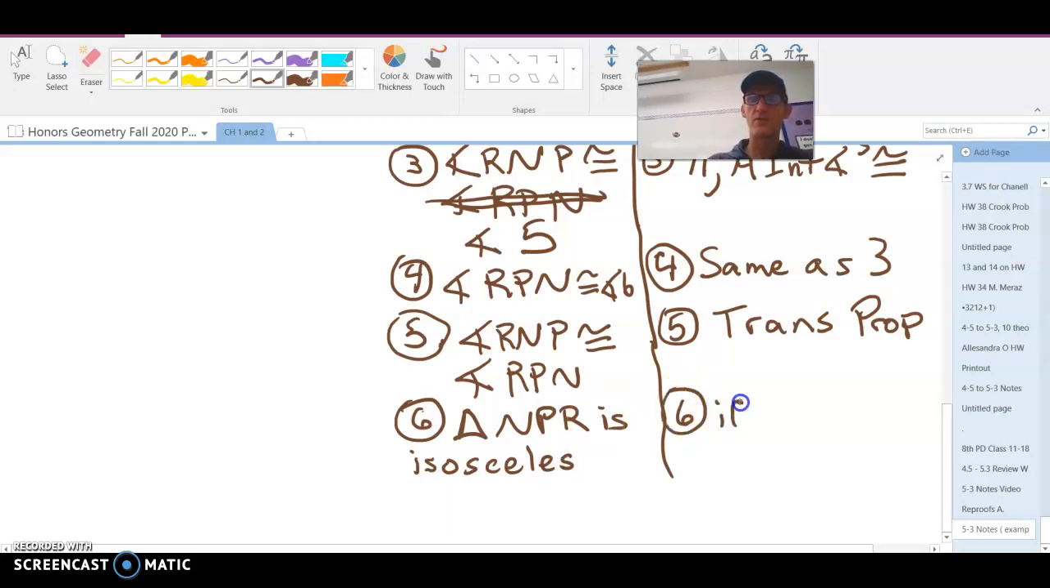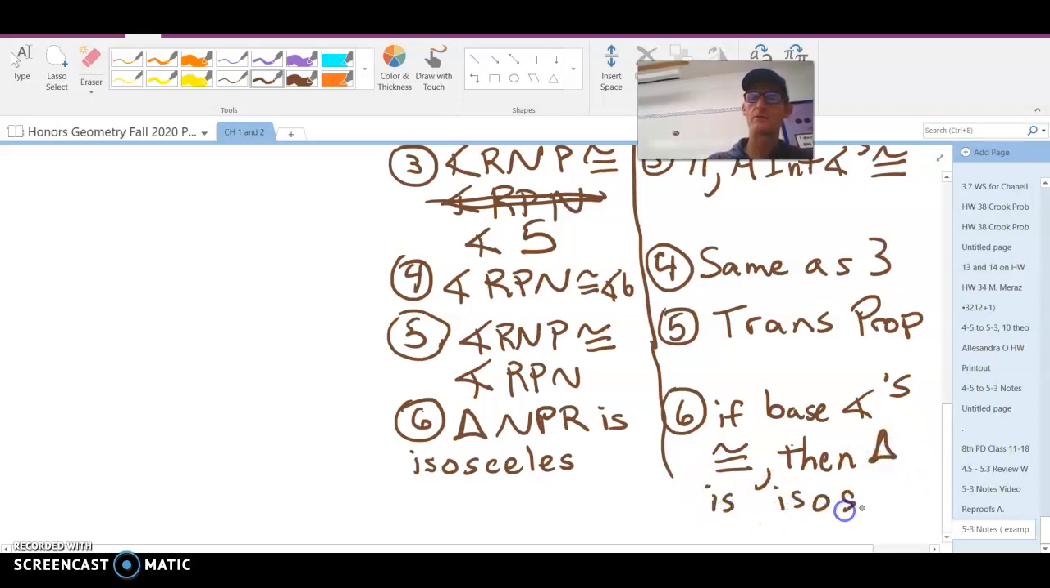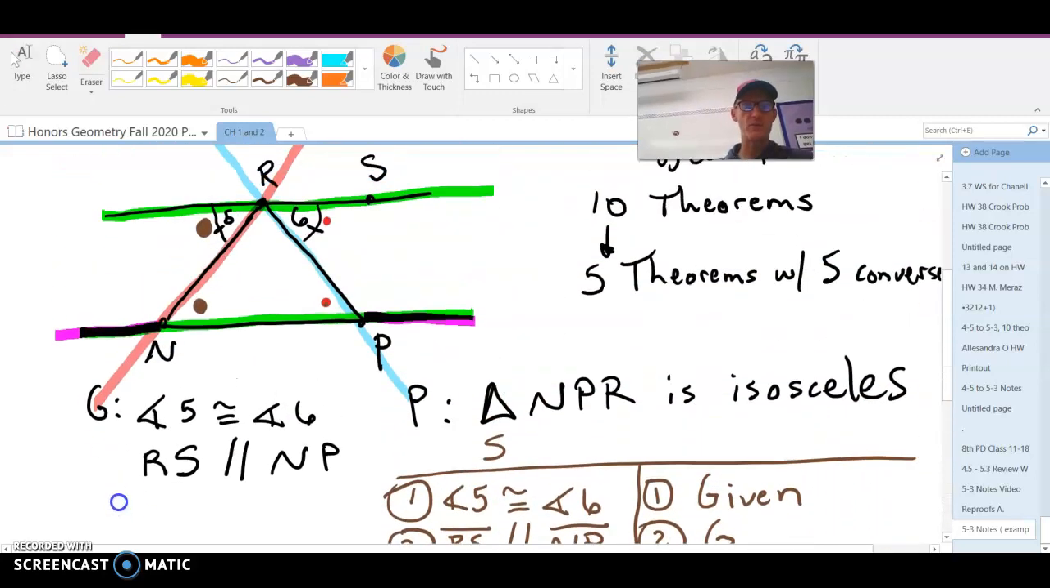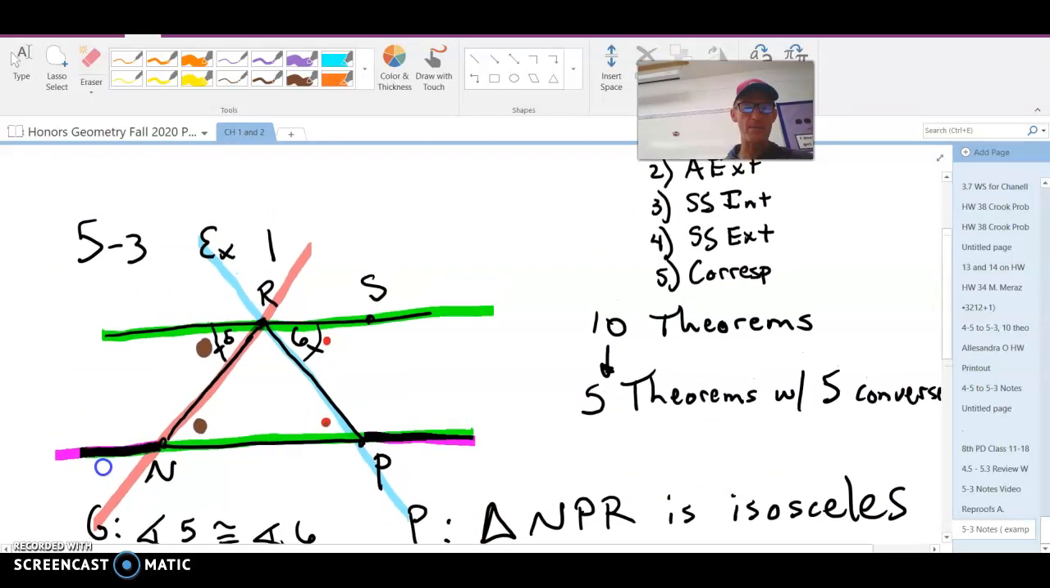So if base angles congruent, then the triangle is isosceles. Okay. So that's the example for the proof, okay?